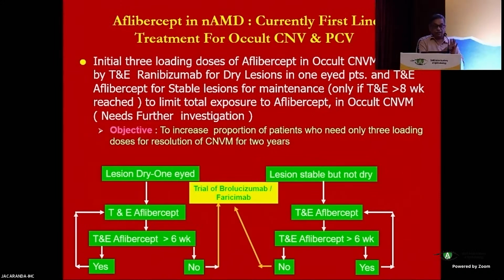So basically, either way, whether you are dry or you're stable or not dry, if you can reach an interval more than 6 weeks, that means you're at 8 weeks, 9 weeks, 10 weeks, it's worth keeping this patient on aflibercept. But if you're needing injections every 6 weeks, it makes sense to try either brolucizumab or faricimab.